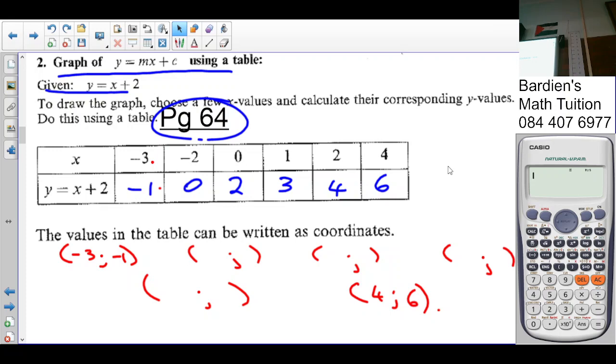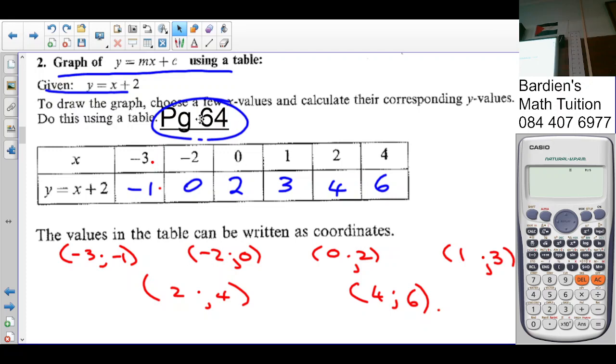Let's finish? Yes, sir. The first one is going to be negative 2 and 0. The next one? 0 and 2. The next one? 1 and 3. The next one? 2 and 4. And the last one? 4 and 6. You all okay with that? Yes, sir. Is there any confusion?